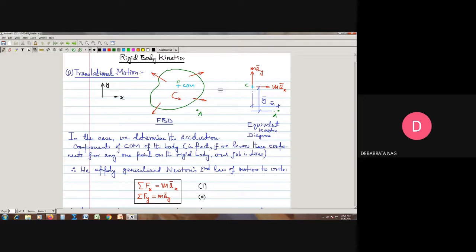As a result, if we can find out these acceleration components, I mean to say a bar x and a bar y, not just for the center of mass, but for any other point belonging to this rigid body, we know that these accelerations will also be the accelerations of the center of mass, because it is following the translational motion. Therefore, we here apply our Newton's generalized second law of motion and can say that summation Fx.